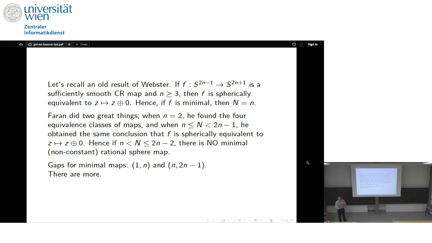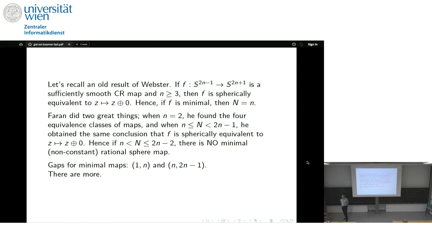So you're just mapping the sphere, or a ball if you want, into the sphere, and it goes into the equator of the higher dimensional sphere. This was proved a long, long time ago. And then Faran is a great hero of mine. He did two things with this result. He showed that Webster's theorem required the source dimension to be 3 or more, and this theorem's false if the source dimension is 2, and Faran wrote down the 4 equivalence classes of examples when the source dimension is 2, and that was what motivated me to leave points of finite type to think about this problem.